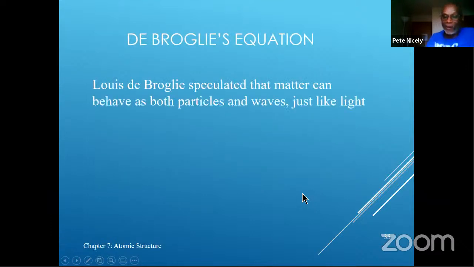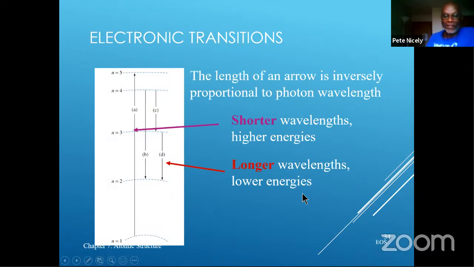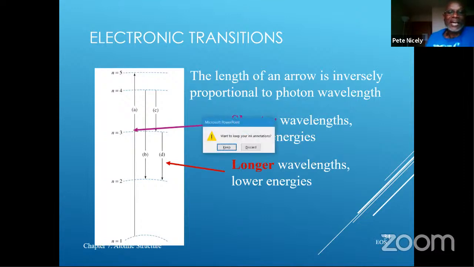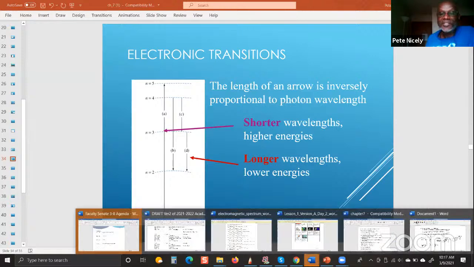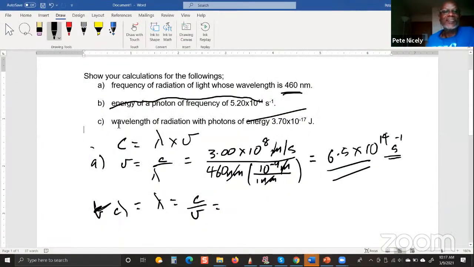Now, before we get to de Broglie's equation, I want to go back to the examples that we had before, because now we have enough information to do the other questions. So let me go back to this right here, and erase what I just crossed out. Okay, so now we can do the B part here.